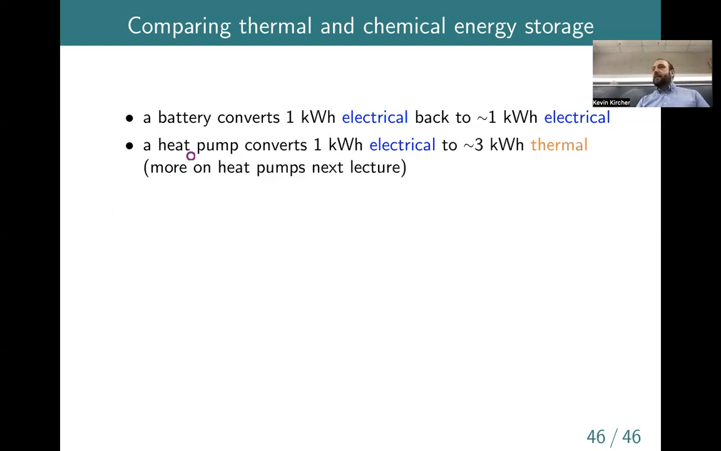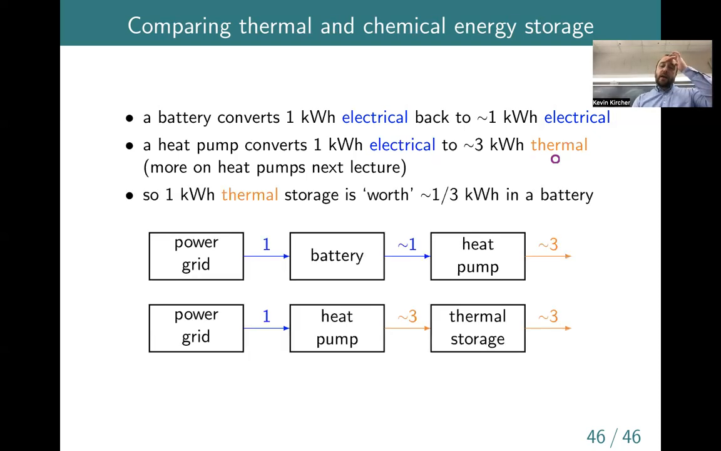A heat pump, which is something we'll talk about on Tuesday when we get into heating and cooling equipment, is basically just a device that uses work, typically electrical work, to move heat from a colder place to a warmer place. So it takes in, say, one unit of electrical energy and produces thermal energy as an output. It converts electrical to thermal energy. So here we have a one-to-one conversion with electrical, but with a heat pump, we have a one-to-three conversion. Let me illustrate what that looks like.